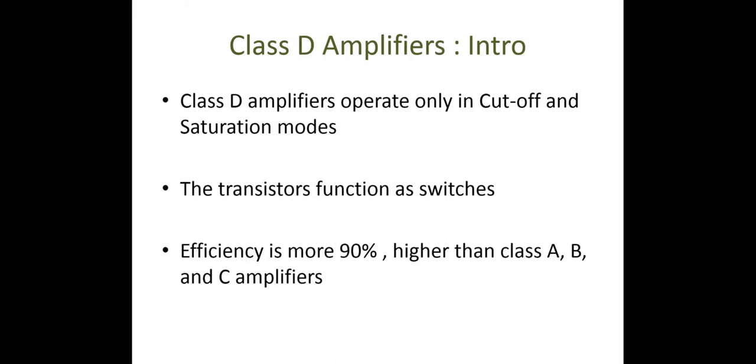So now we start with the next module of this lecture, which is class D amplifiers. Class D amplifiers are different from class A, class B and class C amplifiers in a fundamental way. That is, they operate only in cutoff and saturation modes. They do not operate in active mode.